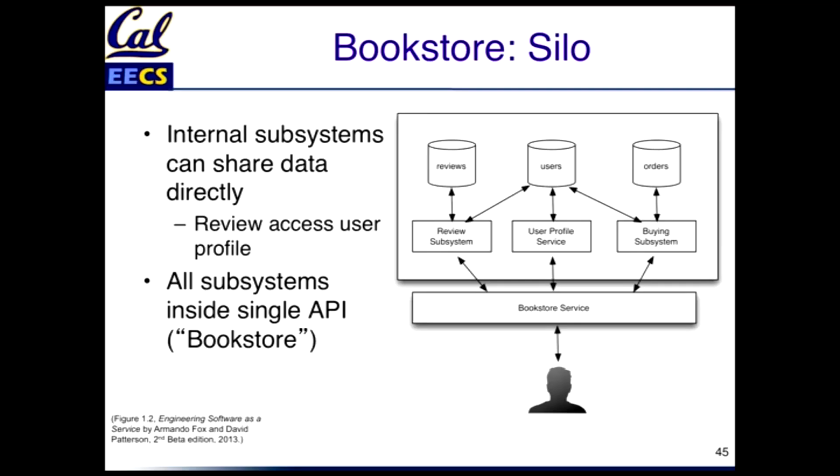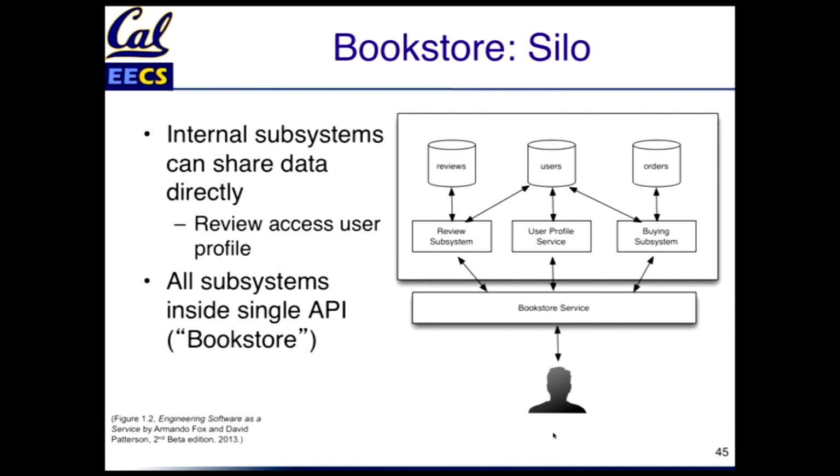So to make this clearer, let's give an example. Suppose we're going to do a bookstore, and we'll show its siloed and service-oriented architecture versions. So in this particular example, we have three databases: reviews, users, and orders, and then we have these different services. The review subsystem has to talk to reviews and users, the user profiles just with users, and the buying subsystem is with orders and users. So you build this thing as a monolithic interface, with internal calling and stuff like that. You provide this single interface to the outside, the bookstore service, and people use it. So that's a monolithic approach.